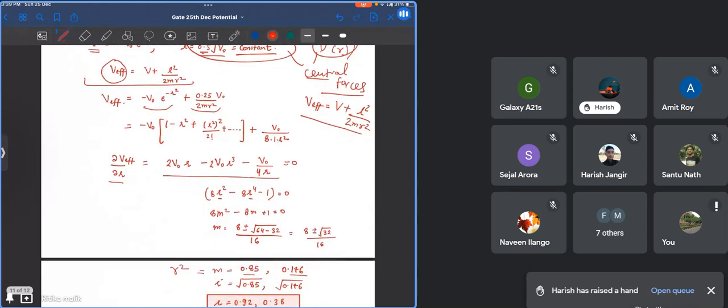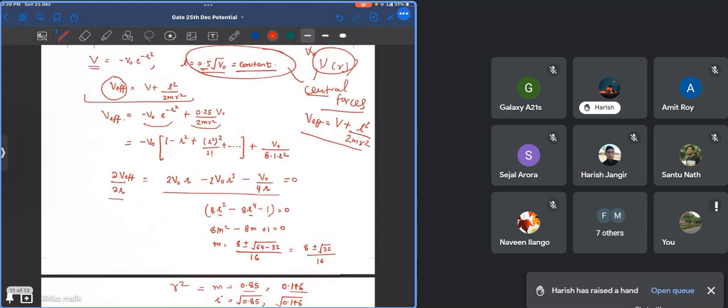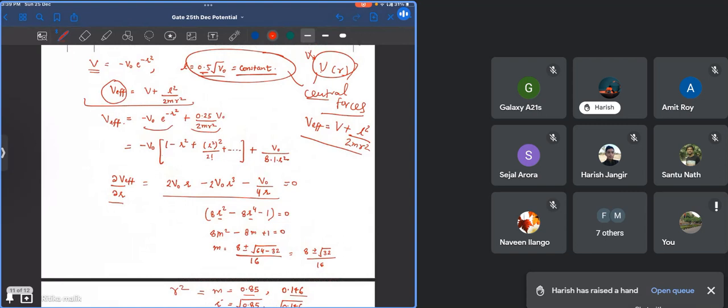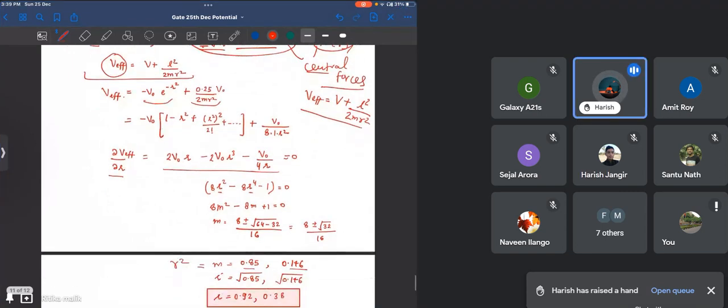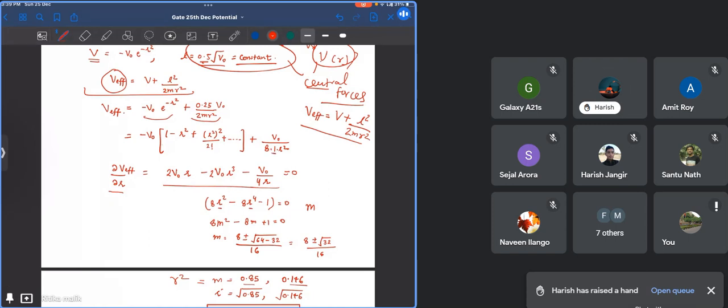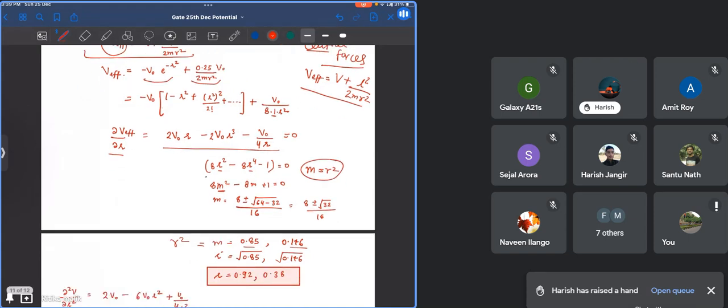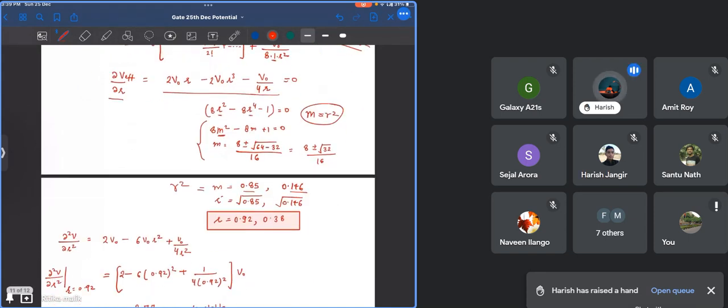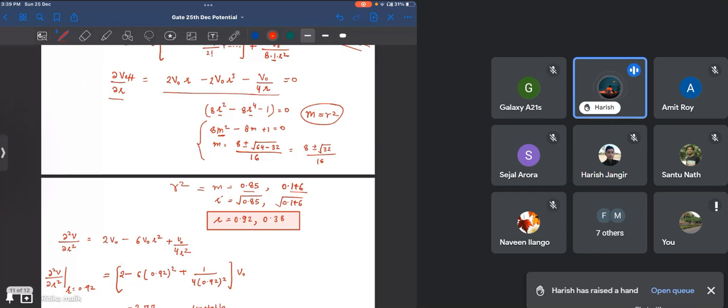Yes, this m is not mass. It's just m equals r square, some constant, just to solve this equation. I have taken unit mass at this place, but this m is not for mass. The question mentions unit mass. Yes, clear.